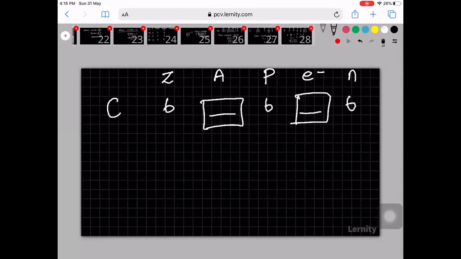So we have seen that mass number is equal to number of protons plus number of neutrons. Am I right or not? So the number of protons is 6. Number of neutrons is 6. So the mass number is 12. Very good. So the mass number we have identified.